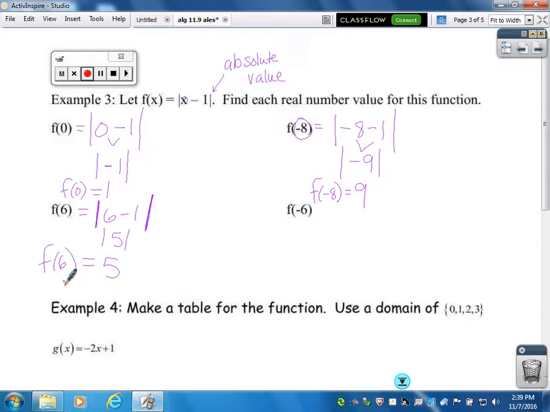Alright, one last one over here. We've got the value of the function now when x equals negative 6. So the absolute value of negative 6 minus 1 is the absolute value of negative 7, which is just 7. So the value of the function when x is negative 6 is 7.